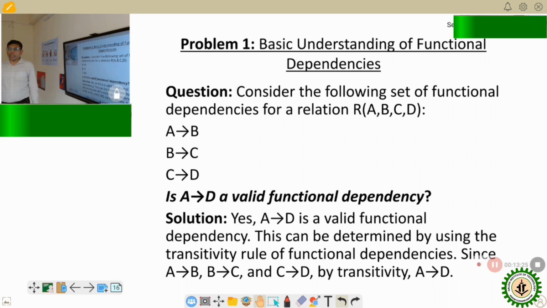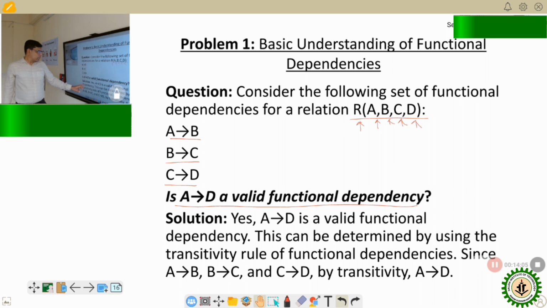Next, we are considering a few examples to clearly understand the functional dependencies. Here we are considering a relation, or you can say a table R, and A, B, C, D are the attributes of this table, the names of the columns. These functional dependencies are there: A arrow B, B arrow C, and C arrow D. Is A arrow D a valid functional dependency? That is the question.